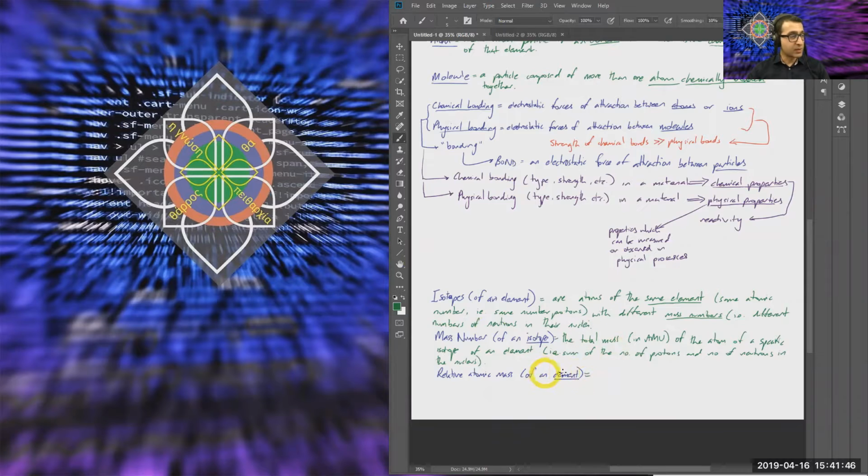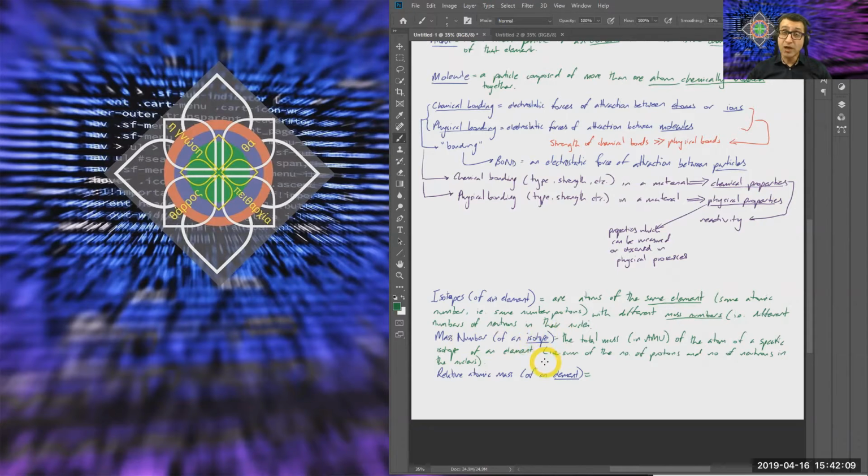So what is the relative atomic mass then? The relative atomic mass of an element, again, this describes all of the atoms of an element, including all of the isotopes. And there's your clue. A mass number describes a particular isotope. It refers to a particular isotope, like we saw with hydrogen. Tritium has a mass number of 3, but it's still a hydrogen atom. Deuterium has a mass number of 2. It's still a hydrogen atom.